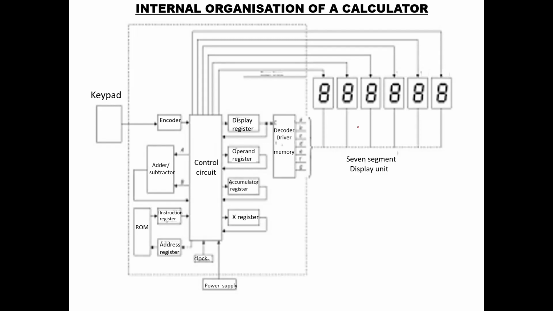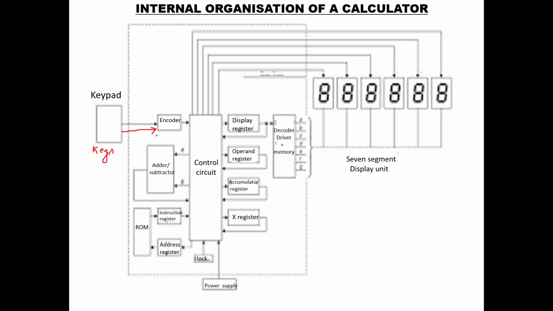Then we'll go to see the internal organization of a calculator. After seeing the structure of a calculator, we will see the internal organization of the calculator. Internal organization says that first you have a keyboard here. This keyboard will have keys which have your numbers and operations, whatever is there. Once it is pressed, that will be encoded by the encoder, meaning whatever you press should be understood in machine language.